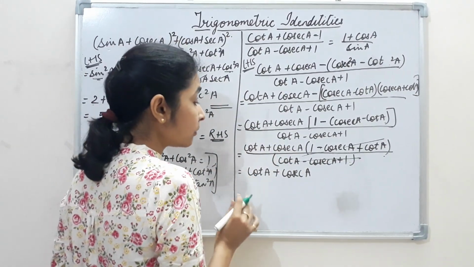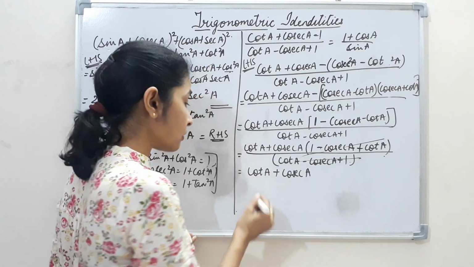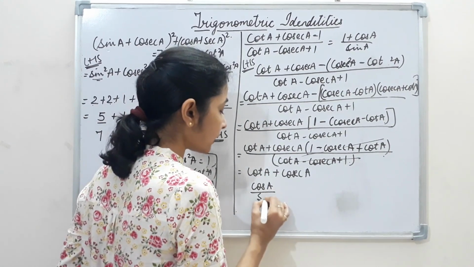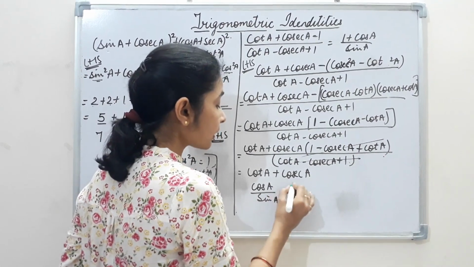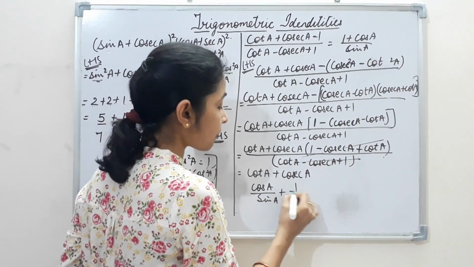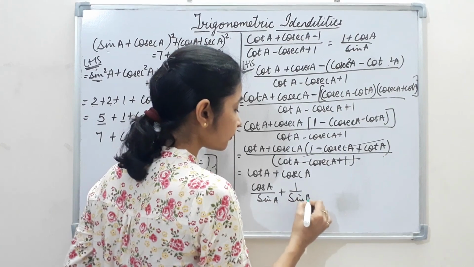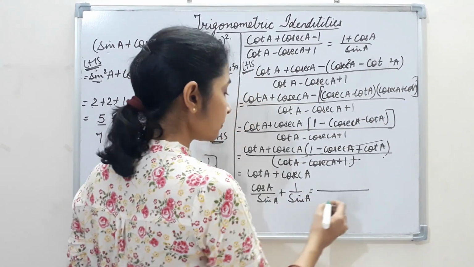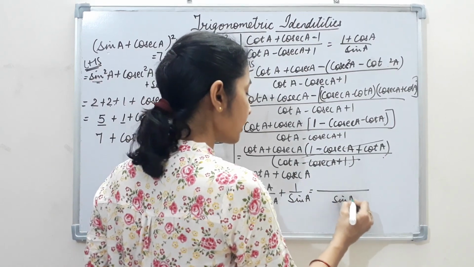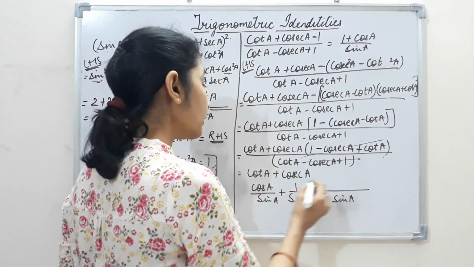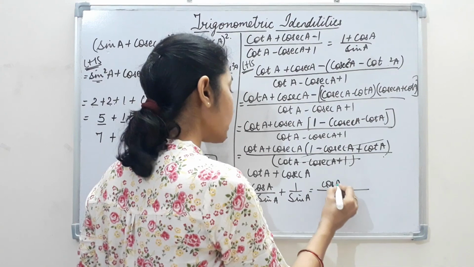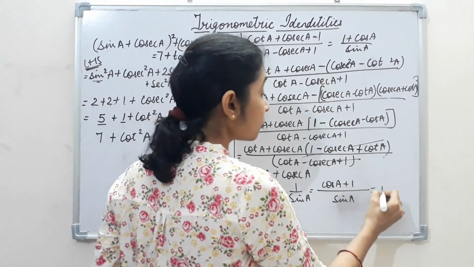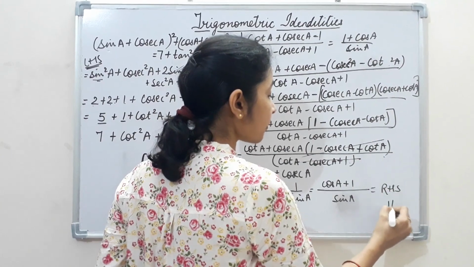Okay, so what will we do? Changing it into cos and sin. So cot A changes into cos A upon sin A, and cosec A changes into 1 upon sin A. Okay, denominators are the same, so I will add both of them. Taking this LCM, it is the same. In the numerator, I get cos A plus 1. Okay, and that is equal to the RHS, and hence we have proved it.